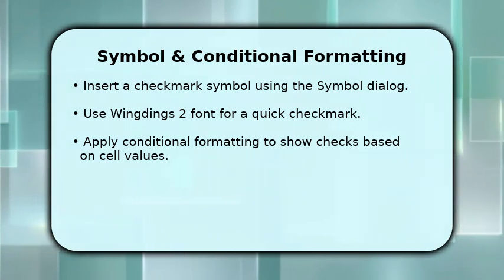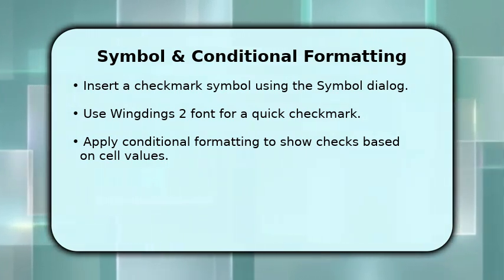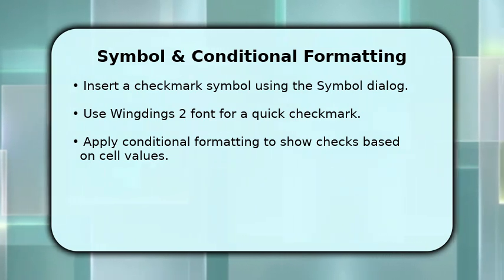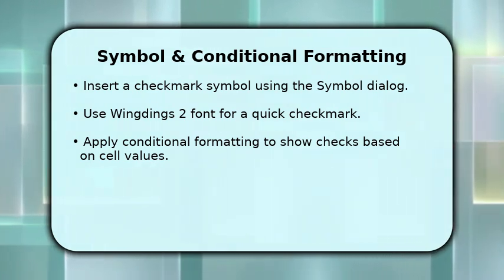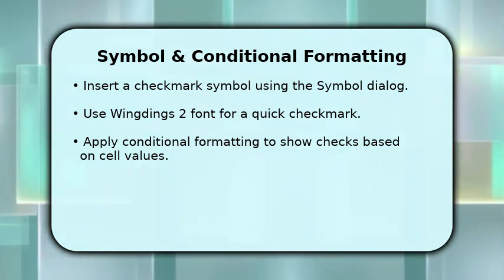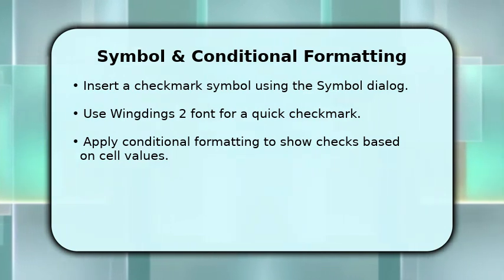For dynamic checks, select your data, go to Conditional Formatting, and create a new rule to display a checkmark icon set based on specific cell values. This makes your data instantly understandable.